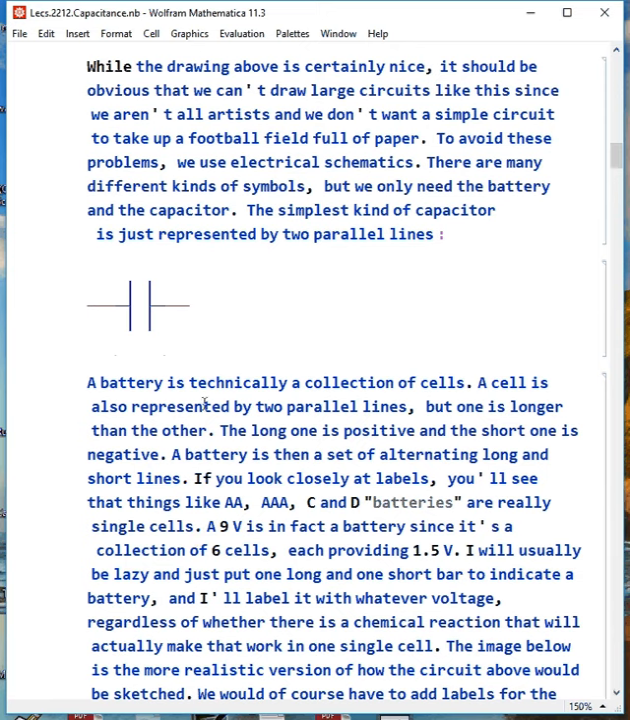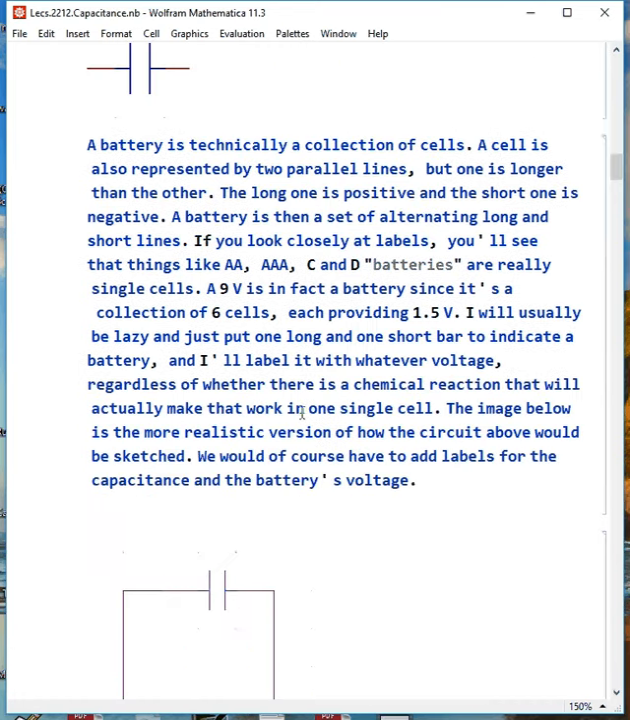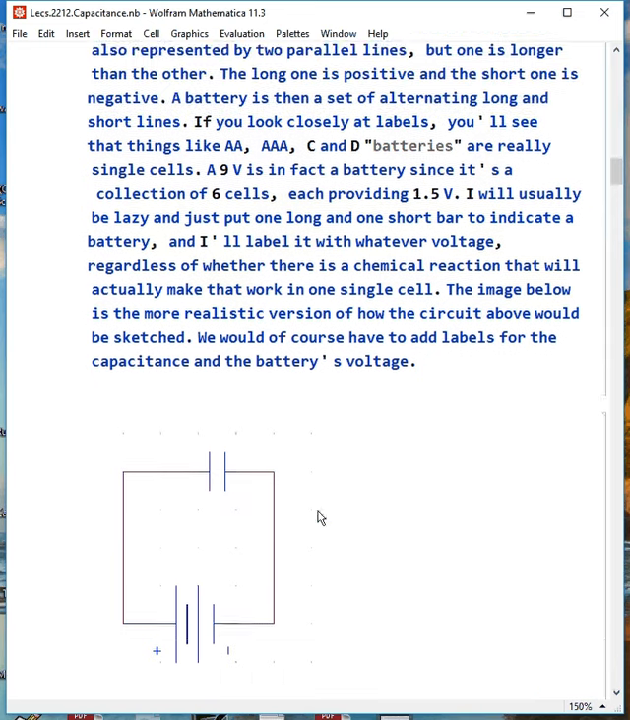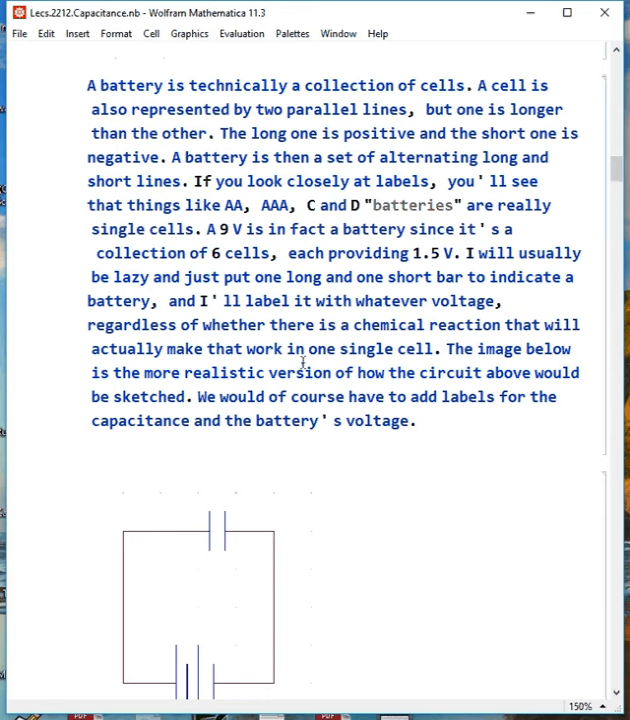Now, technically, a battery is a collection of cells, where the cell is where the chemical reaction is happening. The cell is also two parallel lines, but there's one long and one short, where the long one is positive, the short one is negative. A battery is a set of alternating long and short lines, like this. Notice the long one here, positive, negative, positive, negative. These are stacked in series.